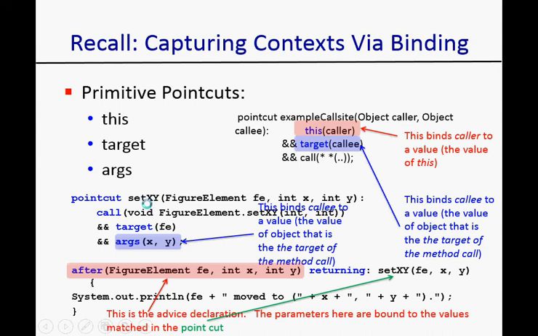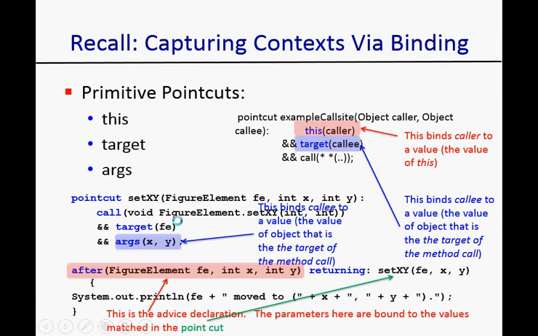Let's take a look at an example here. This one also uses args. So here we define a pointcut called setXY, and it has three parameters: figure element, x, and y. Now, where do those parameter values come from? Well, they come from binding in these cases. So first of all, this has to be a call to a method, setXY, which includes these values, and returns void. It takes two ints and returns void. So we're going to look for this sort of call.